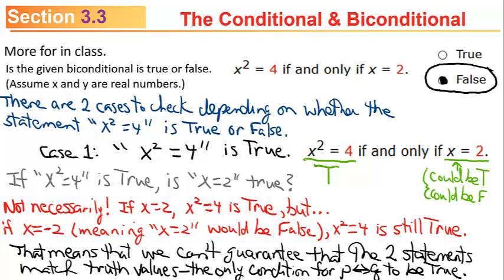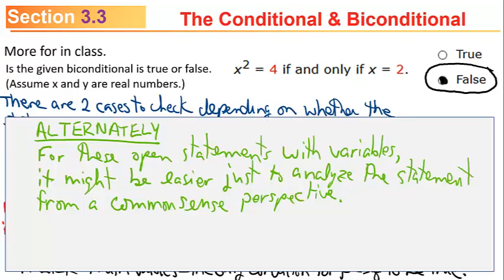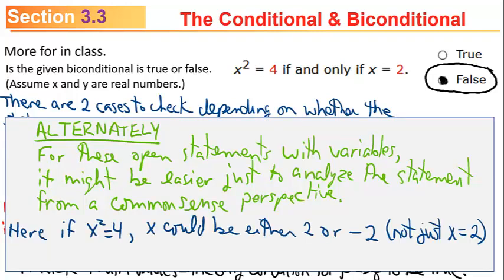I will say that there might be an easier way to think this through. When you have a problem with a variable, a so-called open statement, it might be easier just to think it through without breaking into cases. And what I mean by that is, if x squared is equal to 4, we know from algebra that x is either 2 or minus 2, but the right-hand statement just says x is equal to 2.